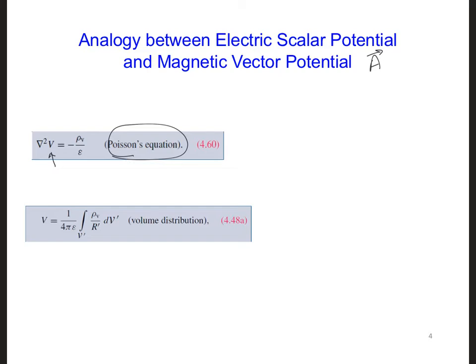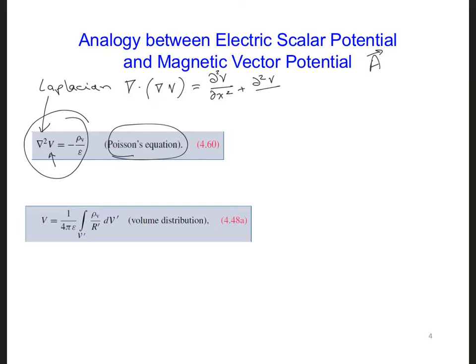You may recall Poisson's equation from a previous physics class when you covered electrostatics. It is given here, and the operation del squared is the Laplacian operator. And since V is a scalar, it's operating on a scalar, it doesn't have a direction associated with it, then the Laplacian of V is written out as the second derivative of V with respect to x, plus the second partial derivative of V with respect to y, and the second partial derivative of V with respect to z.